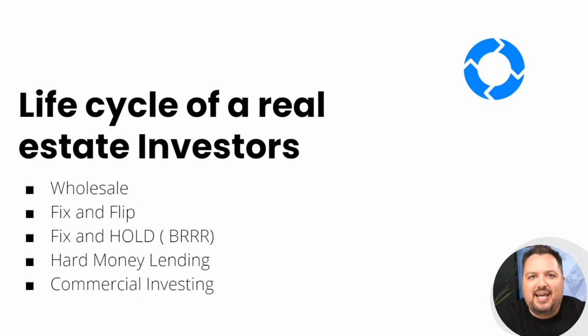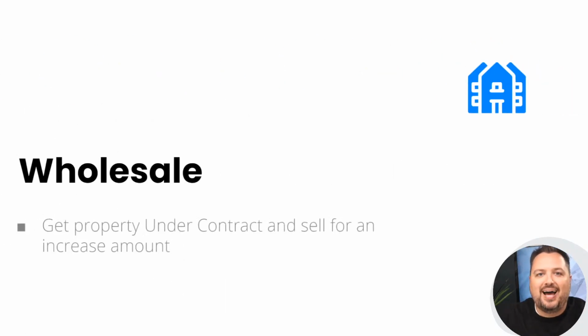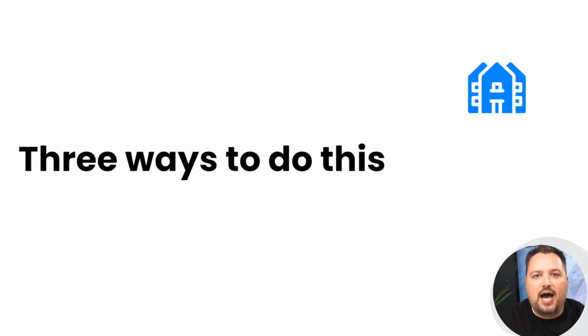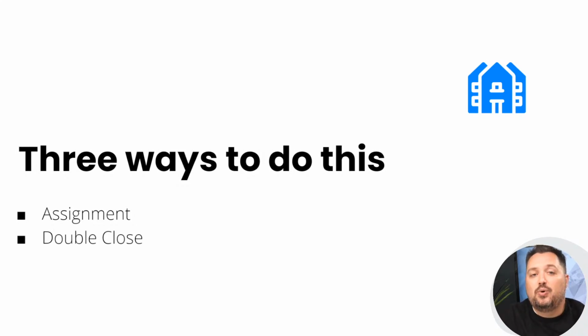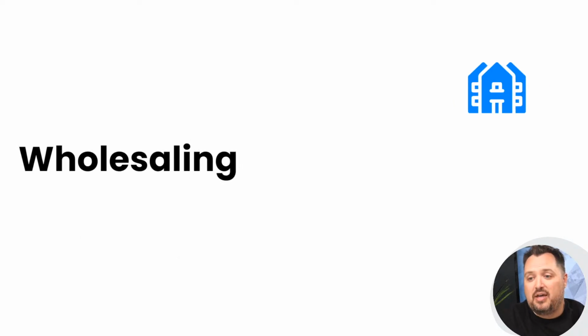Wholesaling is the concept of getting a property under contract and selling it for an increased amount, okay? That's one thing that a lot of people want to do, and it's a great way because there's a lot less risk. There are three ways to do this: you can do an assignment, a double close, or a simultaneous close. I've got other things that I've put together that go into more detail, so you'll want to check those out. But let's talk a little bit about wholesaling.